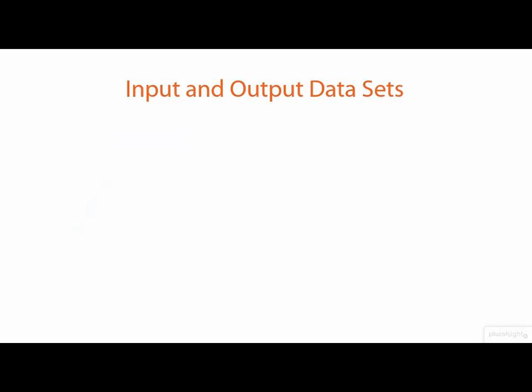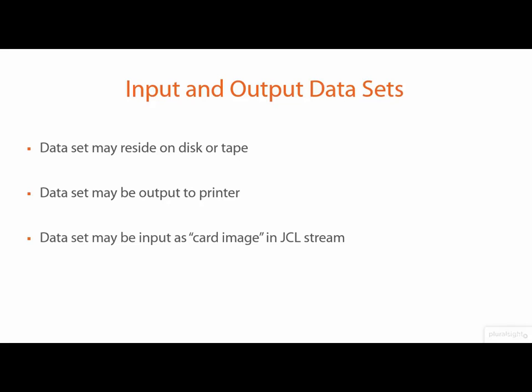The input and output data sets can reside in various media. They could be on disk, they could be on tape. We could have output that is destined for a printer, in which case it will be written to an output queue. We may also have input that is actually in line with the JCL, which would represent card images, for example, that we might submit as input data. This is often done as a way of passing control statements or commands to a program. So very often you will find that commands in that fashion are passed as inline data as part of the JCL.